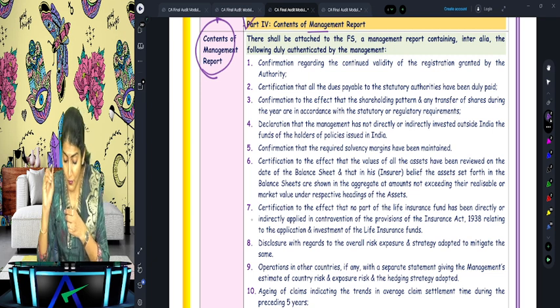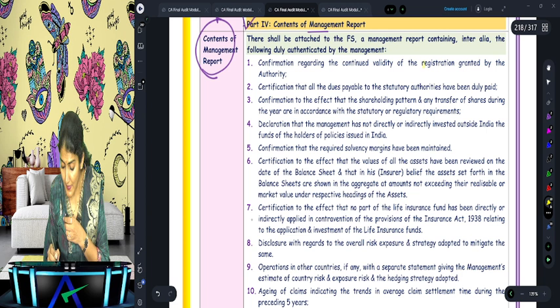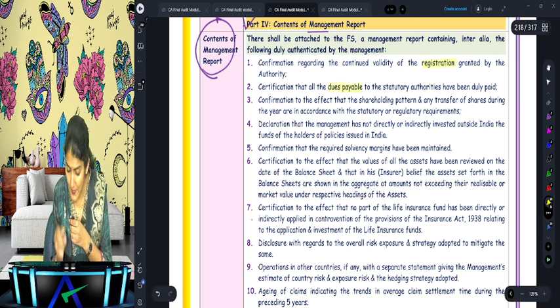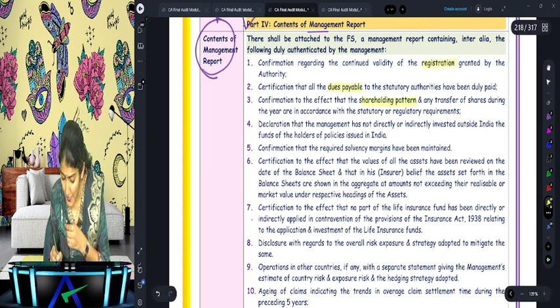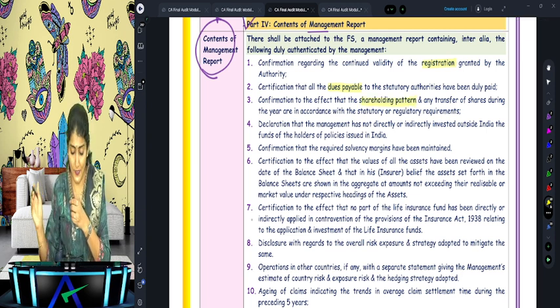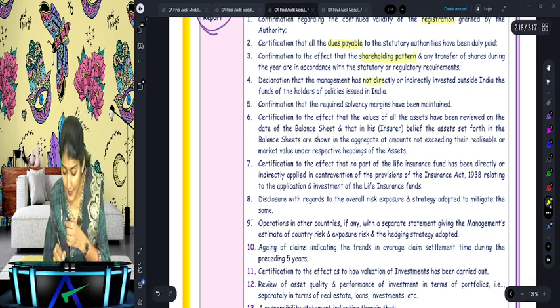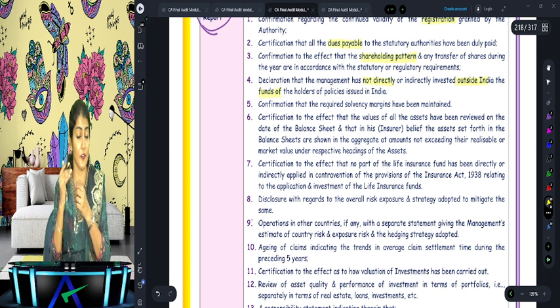Okay, right. So confirmation regarding the continued validity of the registration granted by the authority. Then all the dues payable to the statutory authorities have been paid. Then confirmation to the effect that the shareholding pattern and any transfer of funds during the year are in accordance with the statutory or regulatory requirement. Then declaration that the management has not directly or indirectly invested outside India the fund of the holders of the policies issued in India.